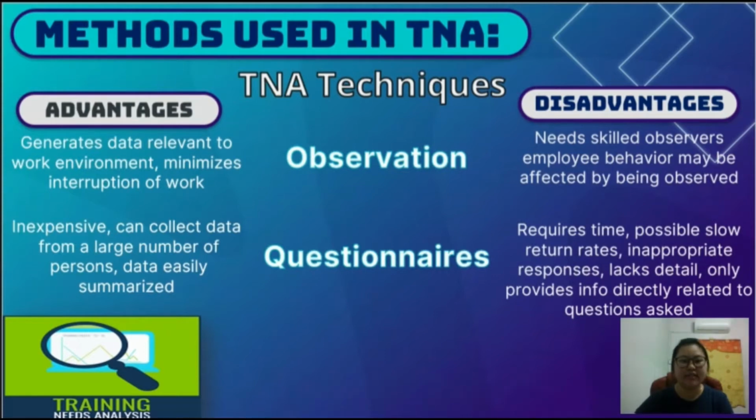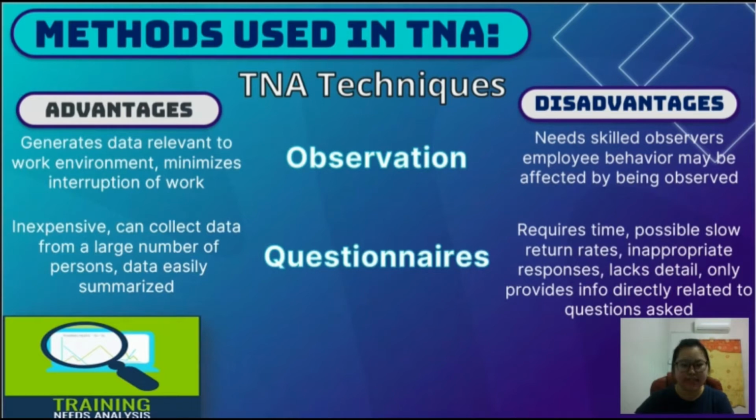There are 7 training needs analysis techniques. The first one is observation. The advantages are that it generates data relevant to the working environment and minimizes the interruption of work. However, it needs skilled observers, and employee behavior may be affected by being observed.